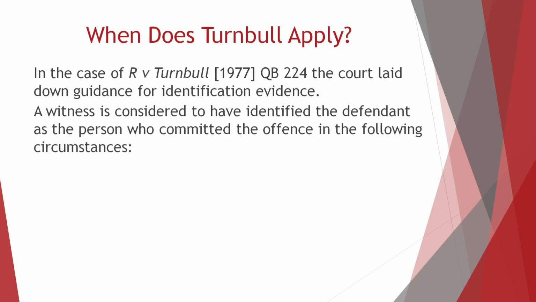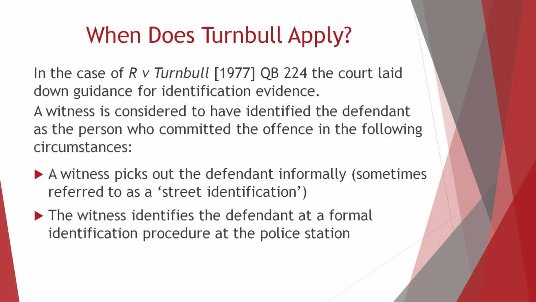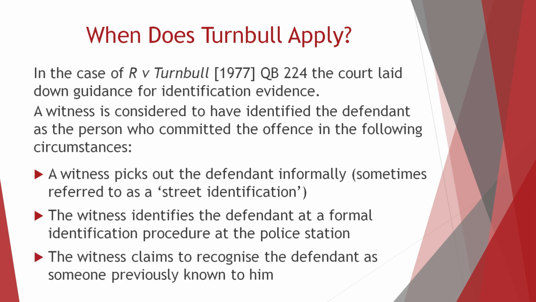A witness is considered to have identified the defendant as the person who committed the offence in the following circumstances. A witness picks out the defendant informally, sometimes referred to as a street identification. The witness identifies the defendant at a formal identification procedure at the police station, or the witness claims to recognise the defendant as someone previously known to him. In all three sets of circumstances, the Turnbull guidelines apply.